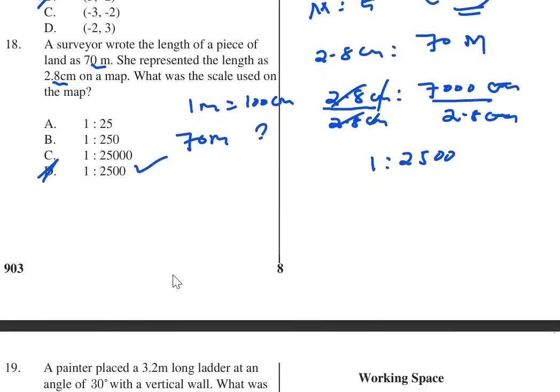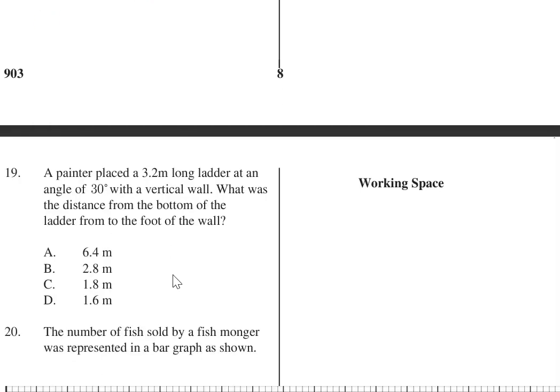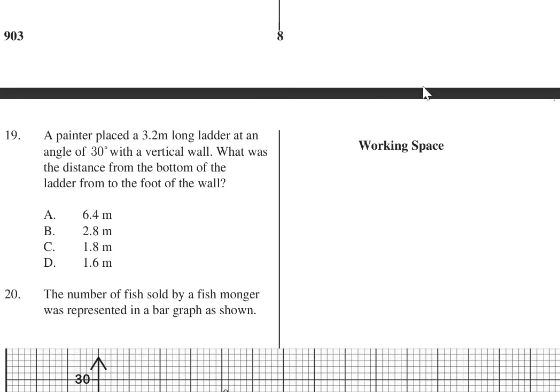We continue to number 19. A painter placed a 3.2 meters long ladder at an angle of 30 degrees with a vertical wall. What was the distance from the bottom of the ladder from the foot of the wall? Very easy. So we have to draw a sketch. So wall, I can use this as a wall. Hii line ni straight. So it's maybe nachore ladder yangu hapo. Then here we have the foot.